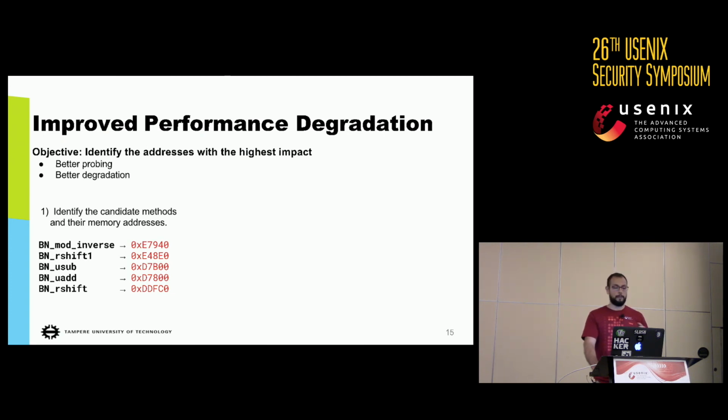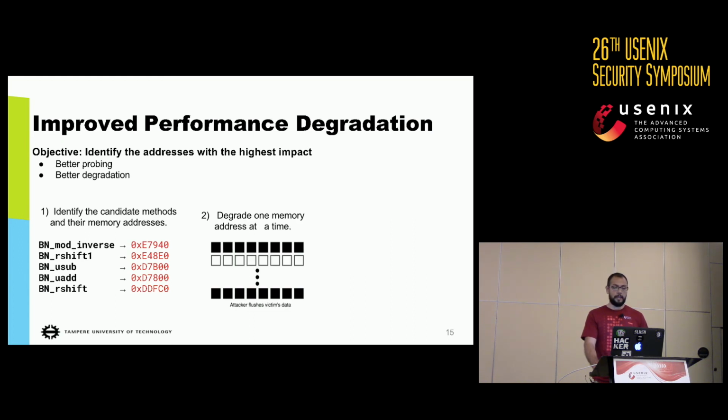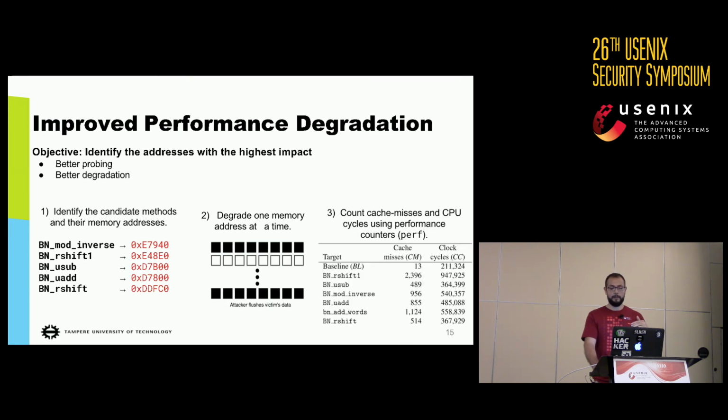So first thing we do is we identify candidate methods for memory addresses. We have all these methods used during the computation. We get the addresses, and then we start degrading one memory address at a time. And at the time we do that, we measure using performance counters how many cache misses and clock cycles are happening while we degrade one address at a time. So this way we can find the best combination of addresses to degrade and to probe. So we pair the performance degradation with the Flush and Reload attack.